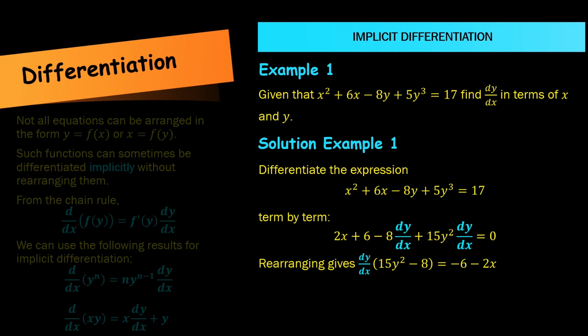If we rearrange this and factorize, we have dy dx times 15y squared minus 8 equals minus 6 minus 2x. Which gives us dy dx equals minus 6 minus 2x all over 15y squared minus 8.